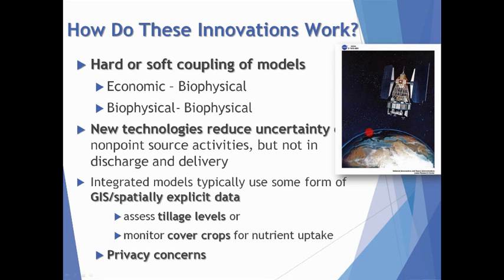Typically, they use some type of GIS or spatially explicit data. Right now, for example, we can use some of these to assess tillage level, link them to economic models of tillage adoption, and we can look at both sediment and carbon impacts. We could use these to monitor how cover crops are doing and taking up nutrients. So we can do some pretty fantastic things.